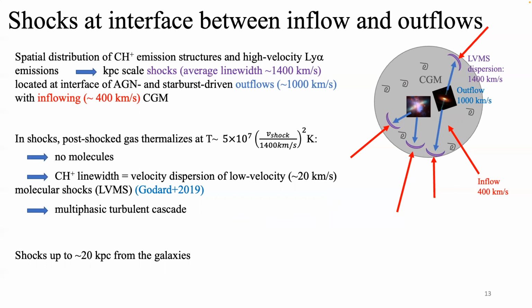The broad line widths that we detect for CH+ would imply a post-shock gas thermalized at about 50 million Kelvin, where no molecule would survive. So these broad line widths that we detect of CH+ are telling us about the velocity dispersion of low velocity molecular shocks, and especially those that are more efficient to form CH+. The fact that we are tracing CH+ emission up to distances of about 20 kiloparsec also means that we detect shocks up to these distances.